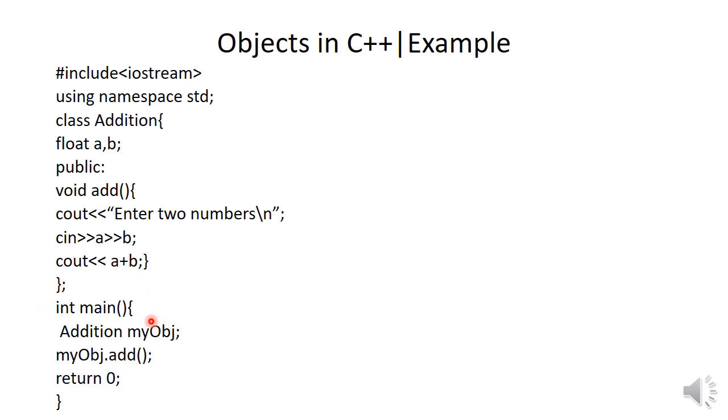So in the main function, I create an object. As you know, to create an object, I use the class name as the data type, and here I have an object name. To access any member of this class, I write down the object name, the dot operator, and the name of the member function I want to access. So this syntax means that the object myobj accesses a public member of this class, which is called add.